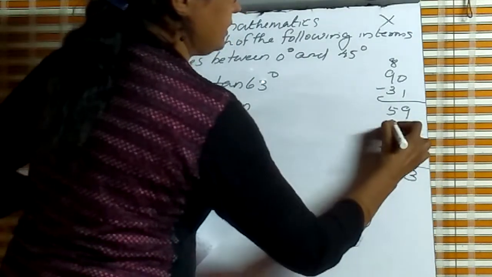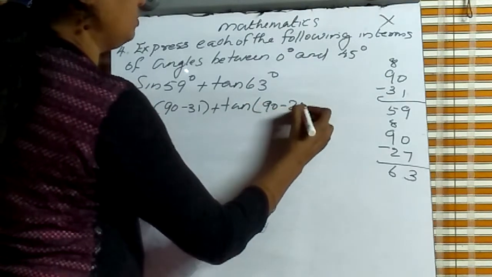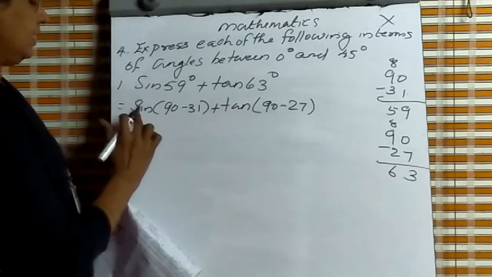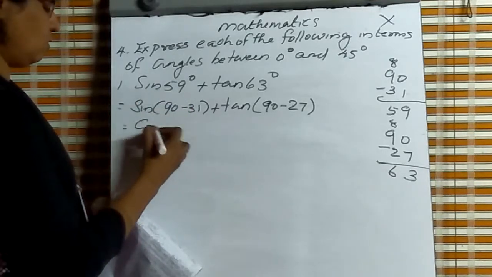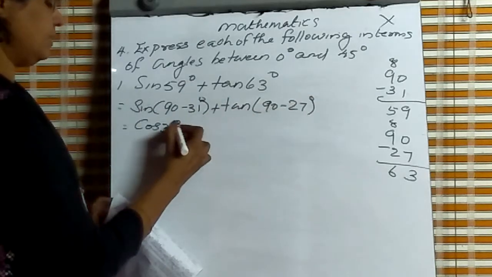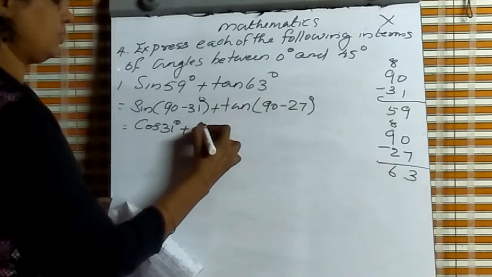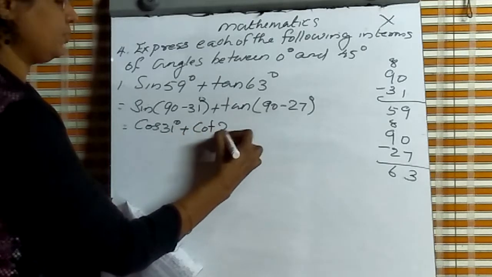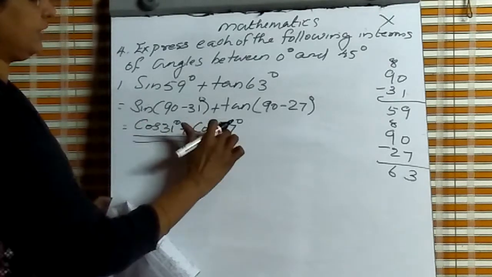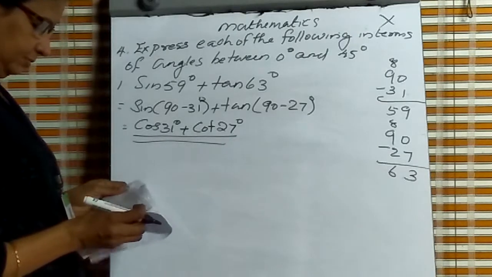So sin 90 minus 31 is cos 31 degree, plus tan 90 minus 27 is cot 27 degree. Now our angles, 31 degree and 27 degree, are in between 0 and 45.